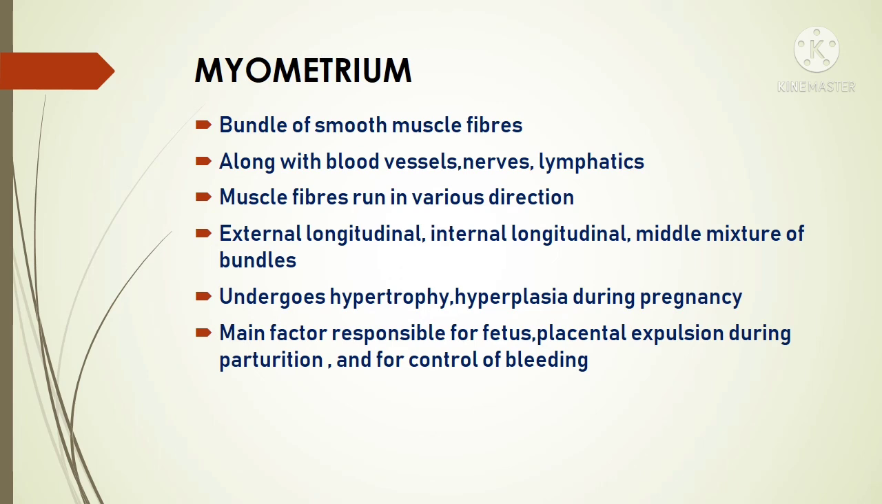The myometrium consists of bundles of smooth muscle fibers along with blood vessels, nerves and lymphatics. The muscle fibers run in various directions. It consists of external longitudinal, internal longitudinal and the middle mixture of bundles. It undergoes hypertrophy and hyperplasia during pregnancy.